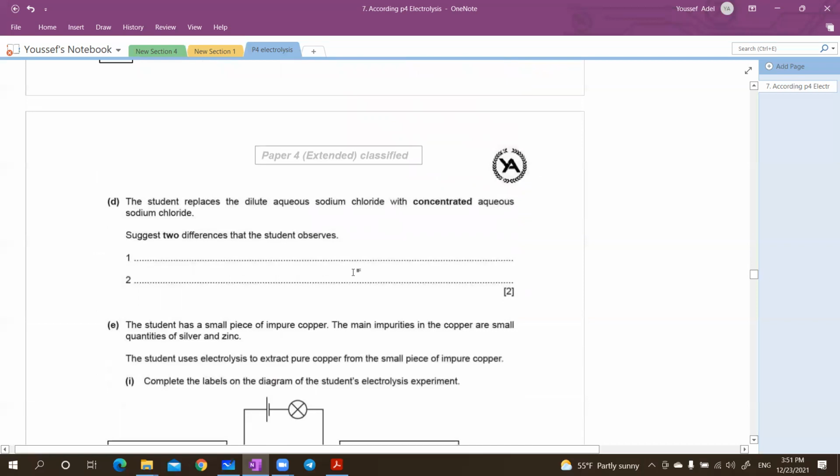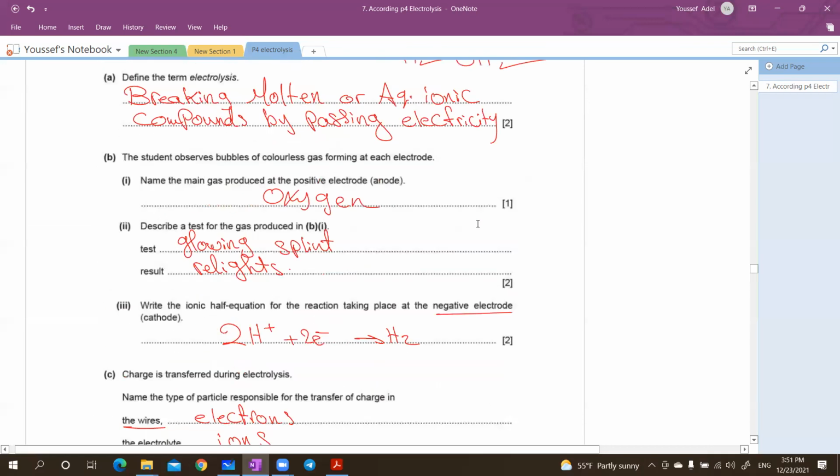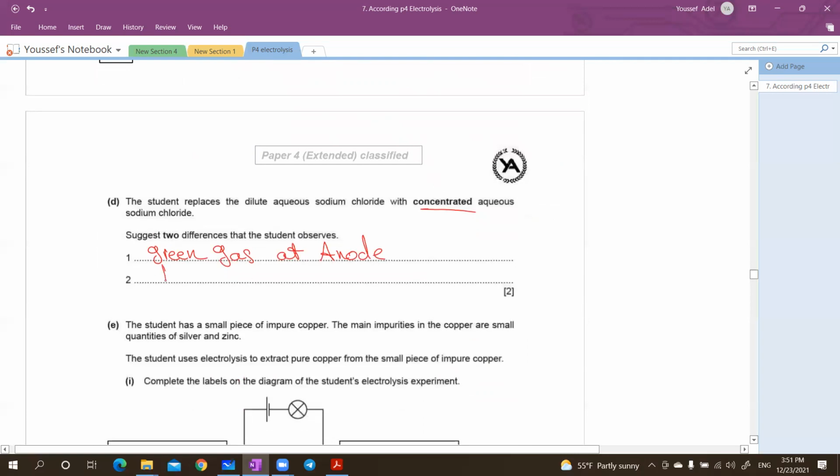The student replaces the dilute solution with a concentrated one. Actually, there are 3 observations that will happen that are totally different from the dilute one. The first one is that a green gas will be formed, which is the chlorine gas at the positive, because in this case, there are a lot of chloride ions, so the halogen will be concentrated. If the halogen is concentrated, it will be discharged instead of the hydroxide. The second observation is that the bulb will be brighter, and there is more bubbling. The rate of bubbles will increase.